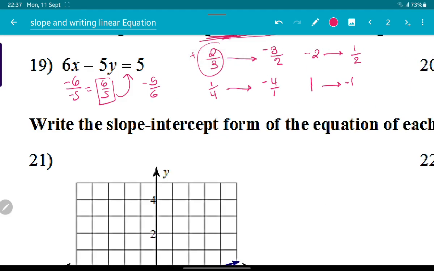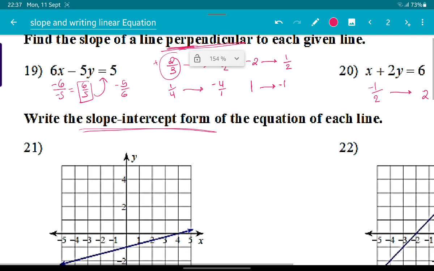Okay, for this video I've finished how to find the slope. In the next video I will add how to use the slope that we got to find the linear equation, the equation of the linear graph.